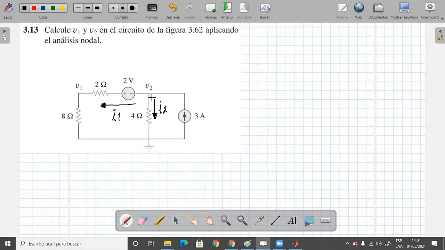Now, I'm going to stop at this point and do nodal analysis on node V2. I'm going to look at the currents that enter; they will be equal to the currents that leave. At that point the current that enters is only 3 amperes, which will be equal to the current I1 plus the current I2.